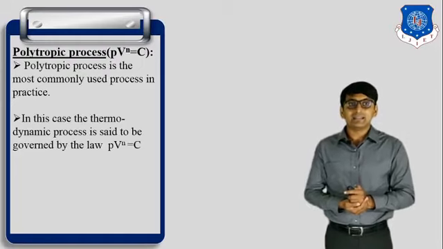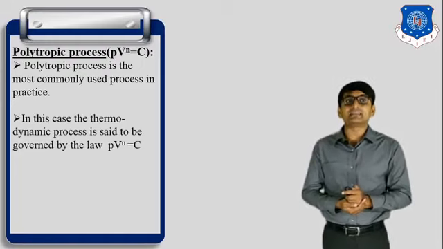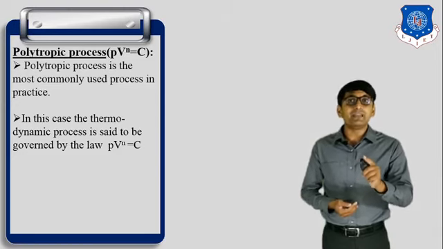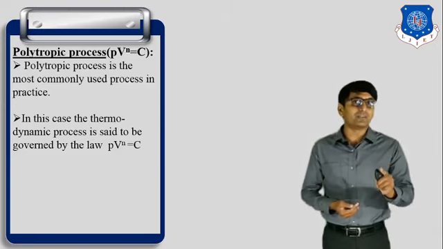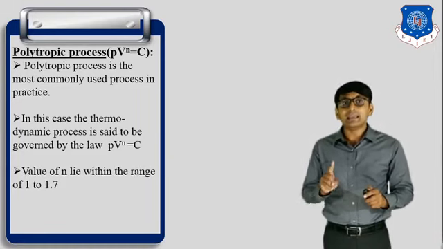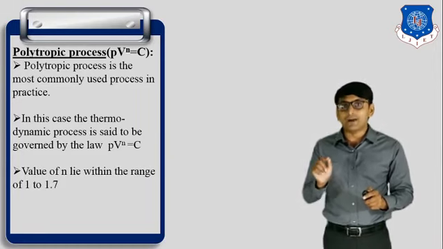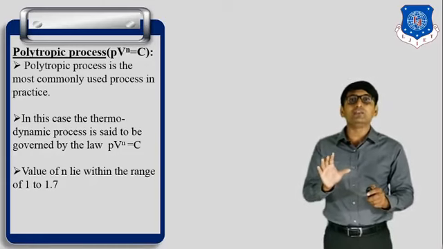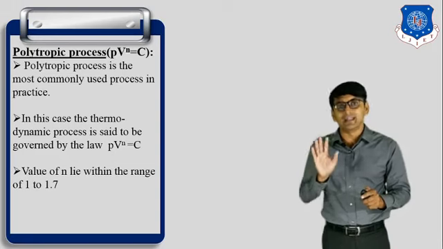In this case, the thermodynamic process is said to be governed by the law PV^n = C. The most common value of n is between 1 and 1.7. That is the most commonly used value of n.